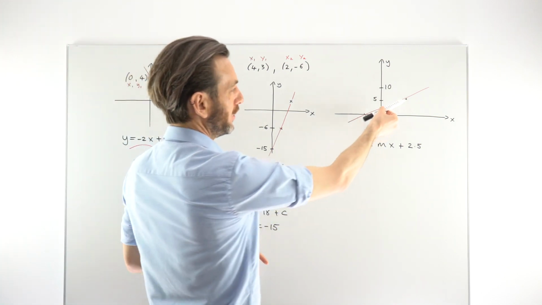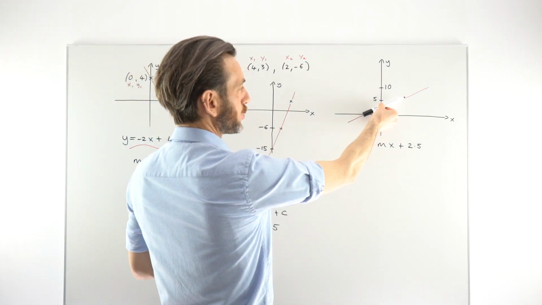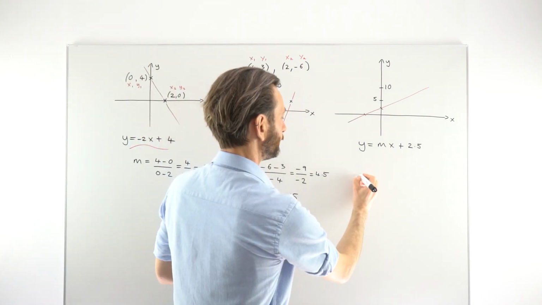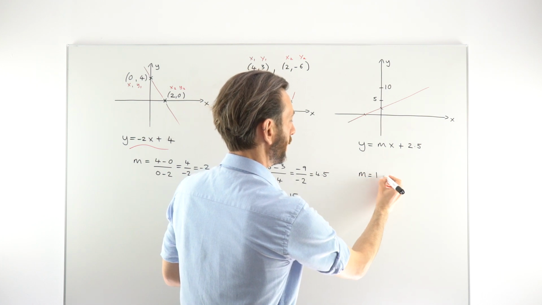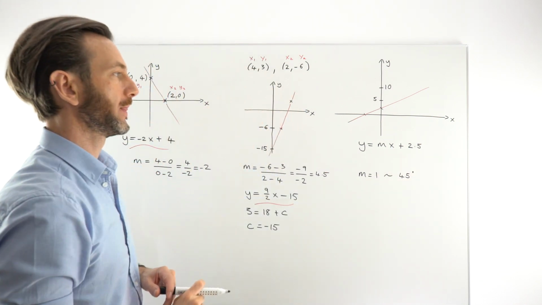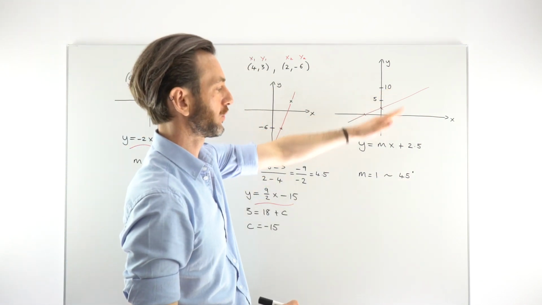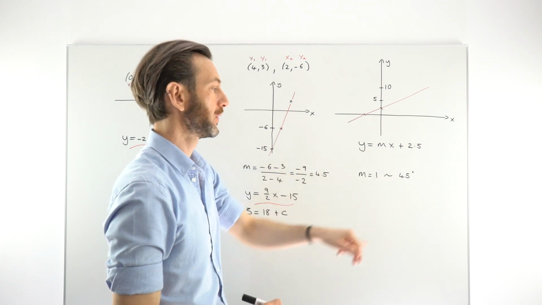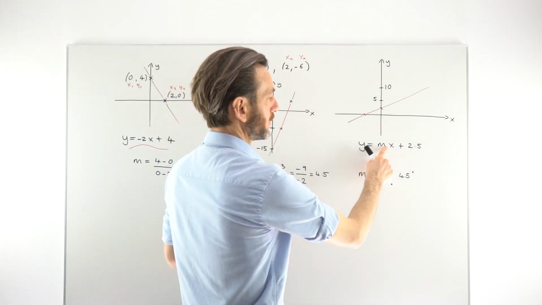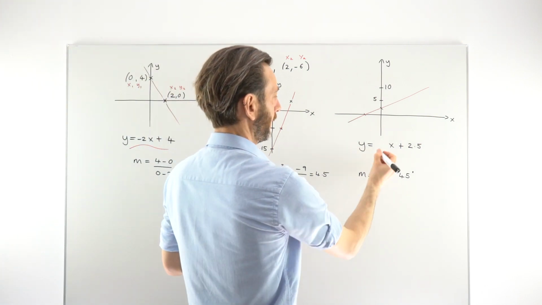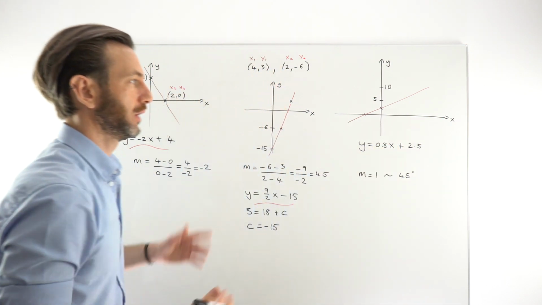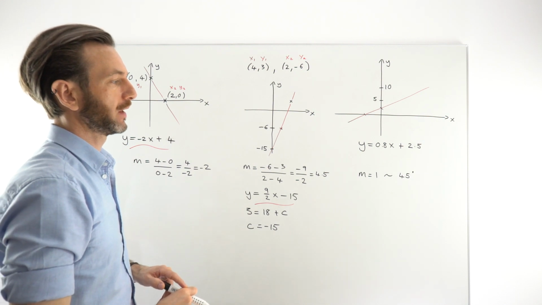Another way would be to say, well, this looks to be close-ish to 45 degrees, maybe a little less than 45. And a gradient of 1, an m value of 1, that is equivalent to a 45-degree line. So this is probably something a little less than 45, so a little less than 1. So we could maybe estimate the gradient to be 0.8, 0.9, something like that. Just a little bit less than 1, but not significantly less than 1. So let's just maybe say it's 0.8x plus 2.5. So that would give us a reasonable estimate.